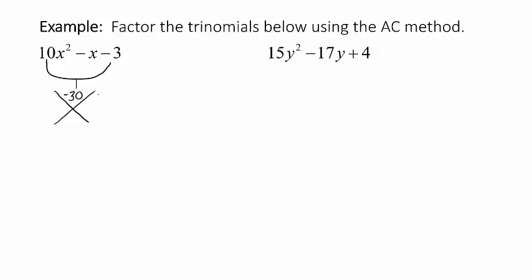Now, I need two numbers that multiply to give negative 30 and add to give negative 1, right? That's the coefficient in front of the middle term. So what do I know about the signs of these two numbers I'm looking for? Well, the last term is negative 3, right? So with that negative, one's going to be positive and one's going to be negative, right? Because the last term, last times last, has to be negative 3.